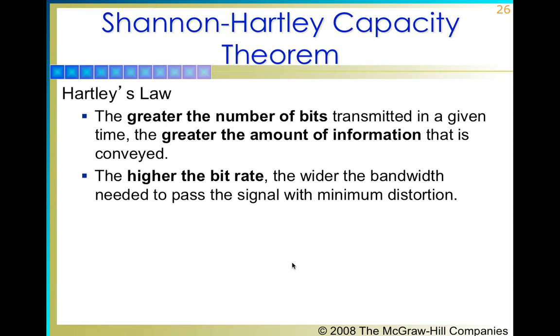The greater the number of bits transmitted in a given time, the greater the amount of information that is conveyed. The higher the bit rate, the wider the bandwidth needed to pass the signal with minimum distortion. We can also use a narrow bandwidth, but for that we have to send data for a large duration, whereas with a wider bandwidth we can send data for a small duration and transfer a high data rate.